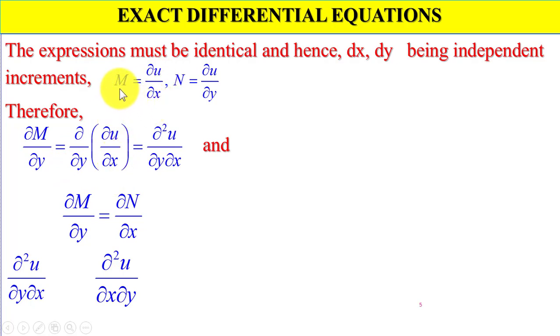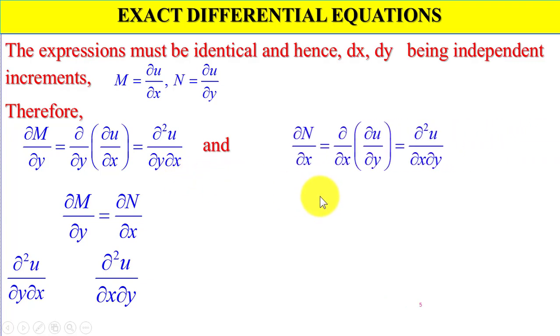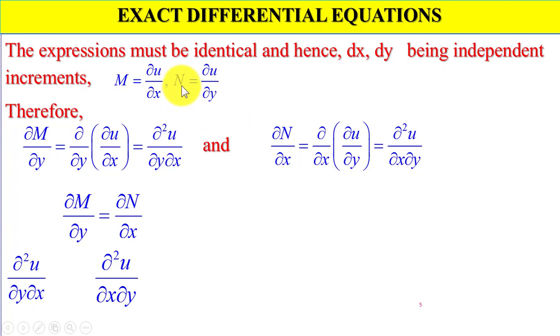Therefore, differentiating M partially with respect to y, we have del M by del y is equal to del by del y of del u by del x, which gives del 2 u by del y del x. And similarly, if we differentiate N partially with respect to x, then we have del N by del x is equal to del by del x of del u by del y, which gives del 2 u by del x del y.